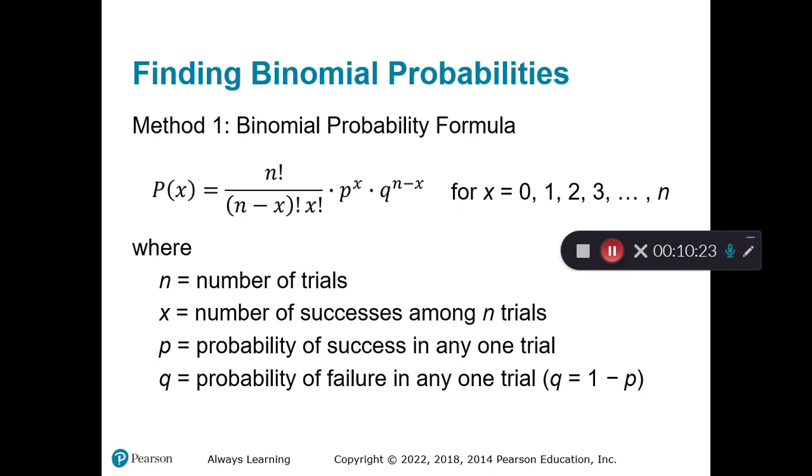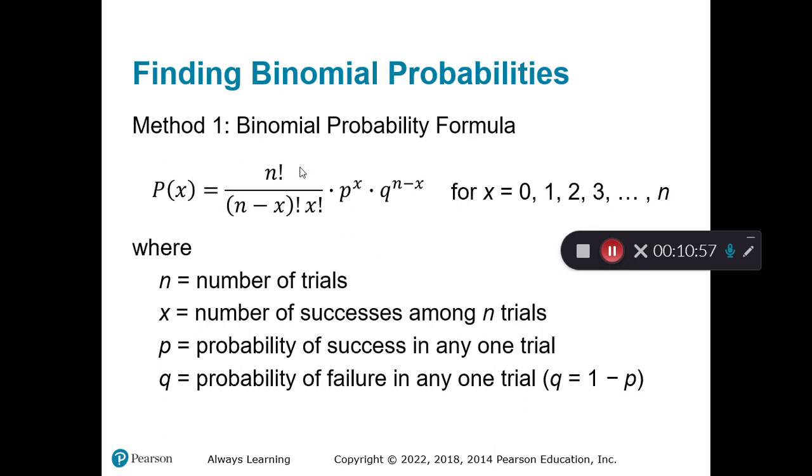The binomial probability formula looks a lot more intimidating than it actually is. Here we have the probability of getting exactly x successes among n trials is equal to n factorial divided by n minus x quantity factorial times x factorial, times the probability of success p raised to the power x, times the probability of a failure q raised to the power n minus x. I want to talk about a few things here.